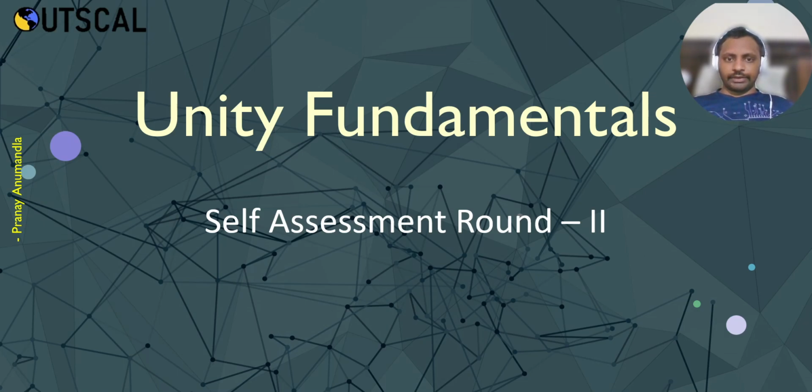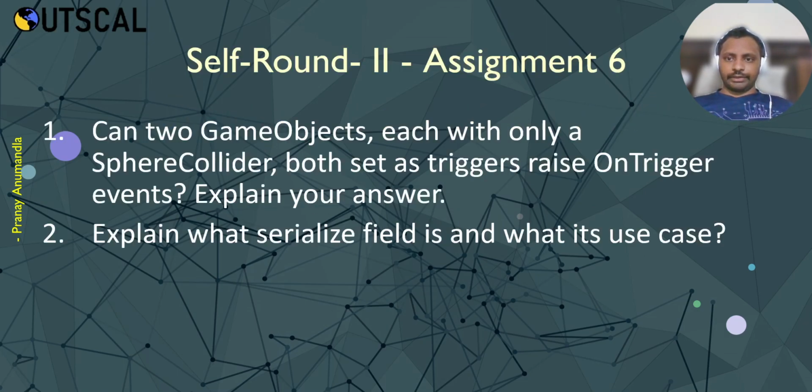This is another assignment, Self-Assessment Round 2, assignment number 6. Get two game objects, each with only a SphereCollider, both set as triggers. Will OnTrigger events be raised? Explain your answer. Explain what SerializeField is and its use case.